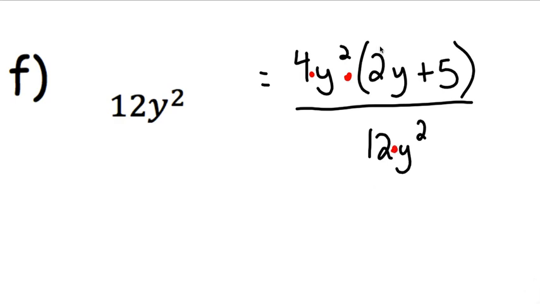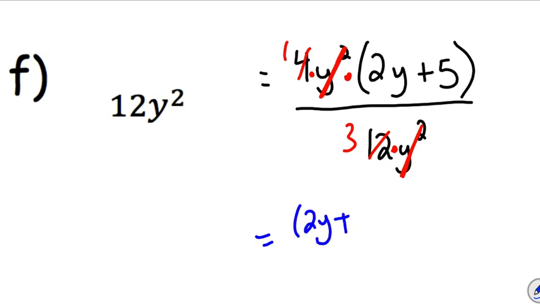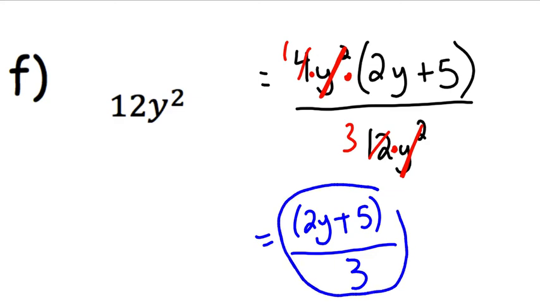So what cancels? First of all, let's look at our variables. They both have a y squared. Get rid of them. They're the same. If we cancel them out, we would have y to the 0, which is 1. 4 goes into 4 once, and it goes into 12 3 times. So what am I left with? Well, up top, the 4 and the y squared are gone, so I just have the 2y plus 5. And on the bottom, I have a 3. The y squared was gone, so just a 3. So there's your final answer.